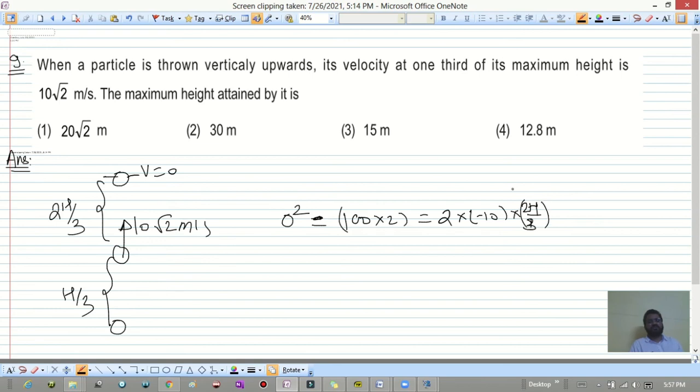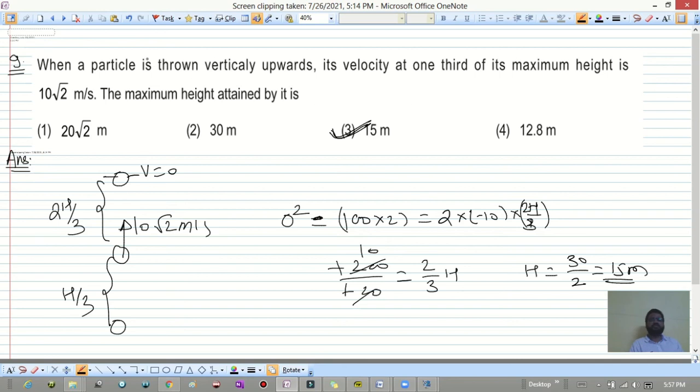So if you just find out the h value, you will get minus 200 divided by minus 20 is equal to 2 by 3 h. So this is 10. So h we have 30 by 2, which is equal to 15 meter. So the answer for this 9th question is 15 meter.